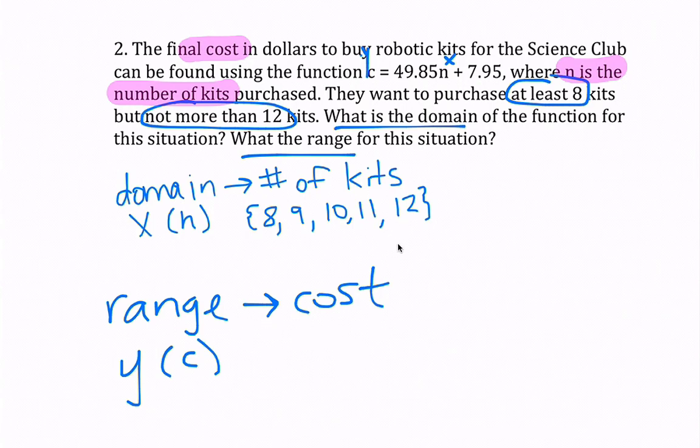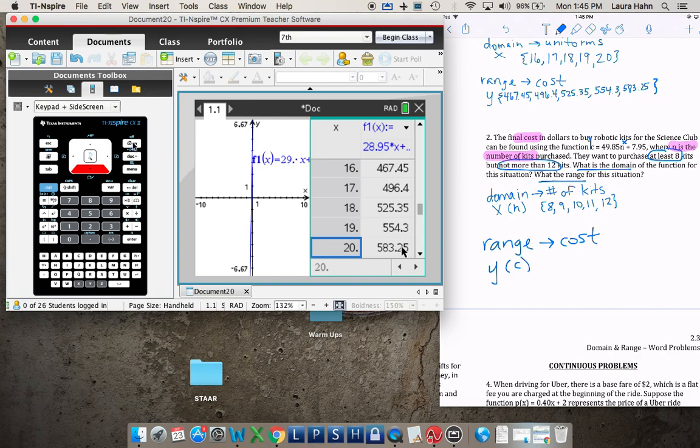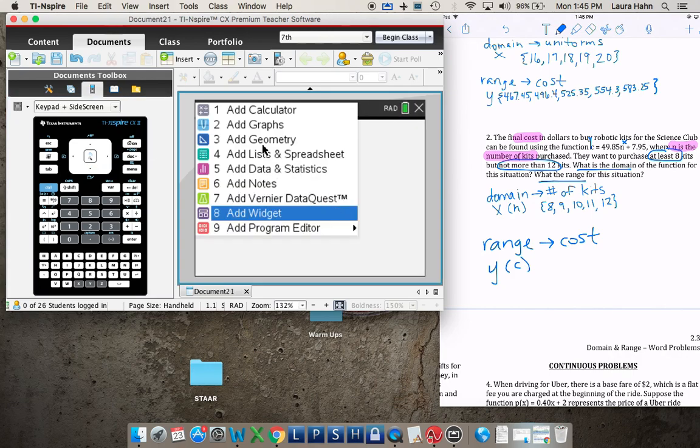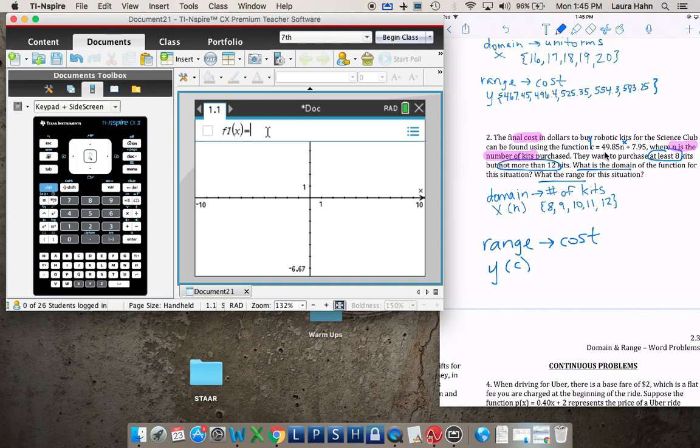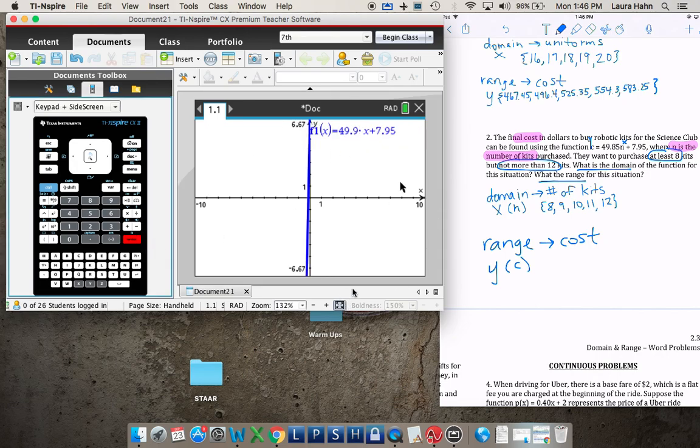So in order to find our y, what I'm going to do is I'm going to graph this equation that they gave us, and I'm going to open my table. So new document, never save. Okay, so I'm going to graph 49.85. They say n, but you can't type n into a graph. So what we're going to do is we're going to type in x instead. So 49.85x plus 7.95.